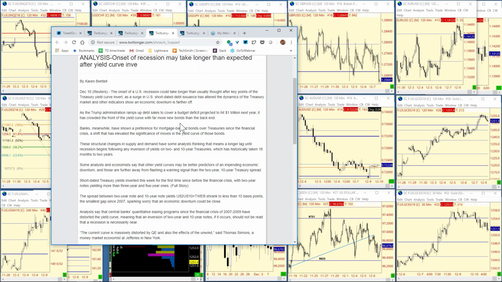As the Trump administration ramps up debt sales to cover a budget deficit projected to hit $1 trillion next year, it has crowded the front of the yield curve with far more new bonds than the back end. Banks, meanwhile, have shown a preference for mortgage-backed bonds over Treasuries since the financial crisis, a shift that has elevated the significance of moves in the yield curve of those bonds.